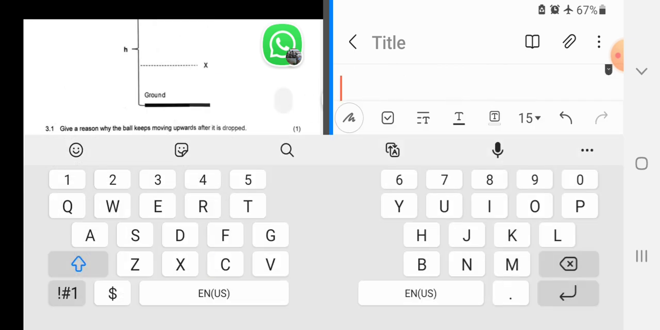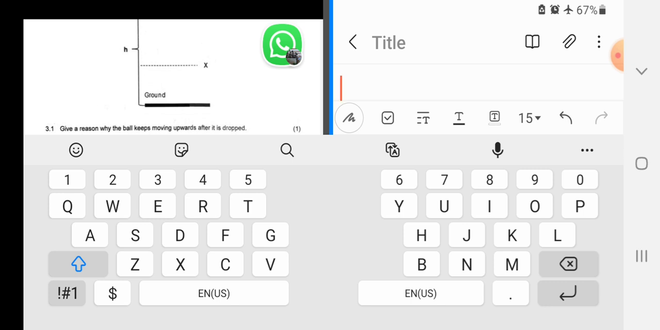Okay, so if you choose upwards as positive, then the 20 will be positive and the 9.8 will be negative, because upwards is positive and the ball is coming down. The acceleration due to gravity is taking the ball down. Okay, so that's why it is negative.